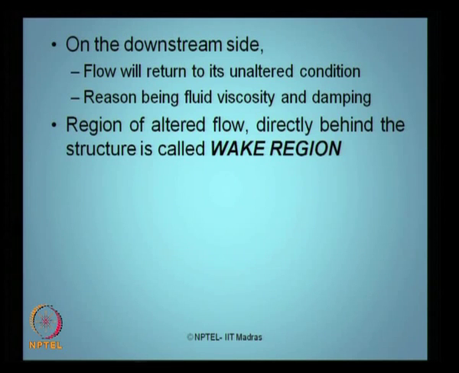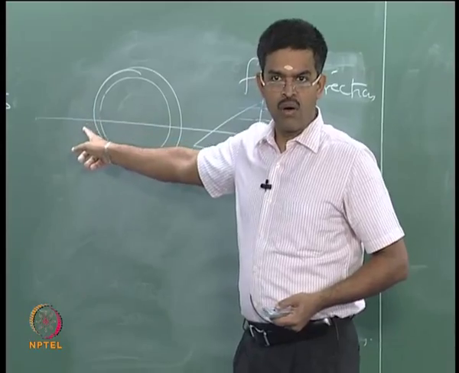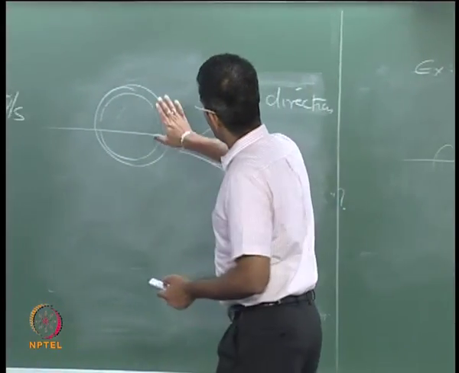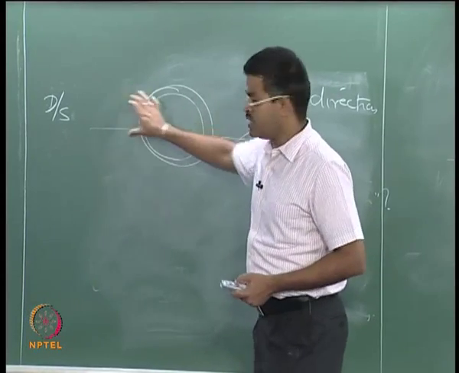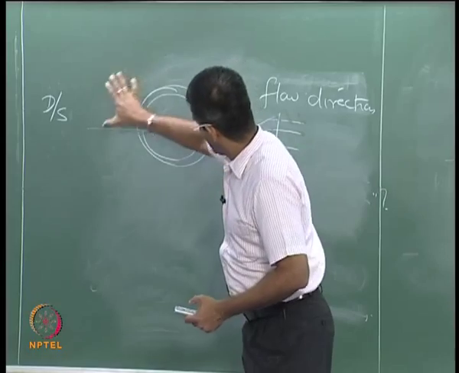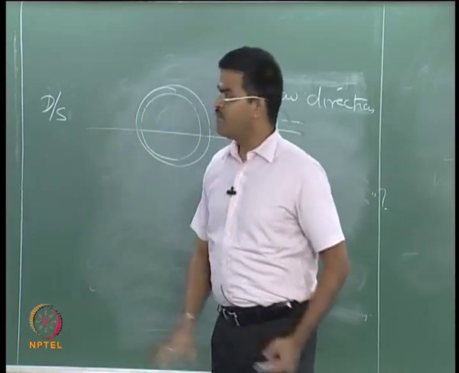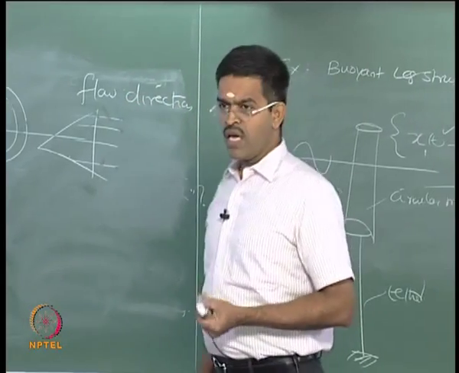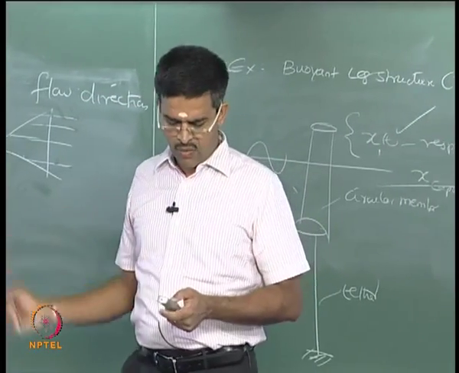Now let us look at the region where my fluid flow is significantly altered or disturbed. The region just behind the member, this is my forward member and this is the backward direction, is what is called the wake region. This is a wake region. Interestingly, the wake region has a very special characteristic. We will see that quickly in the next slide.